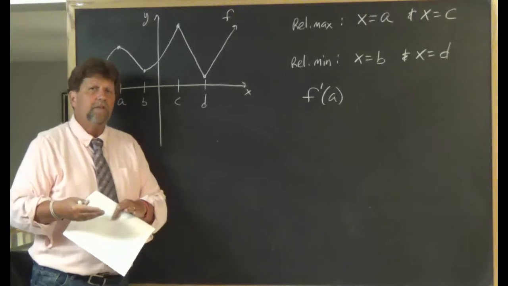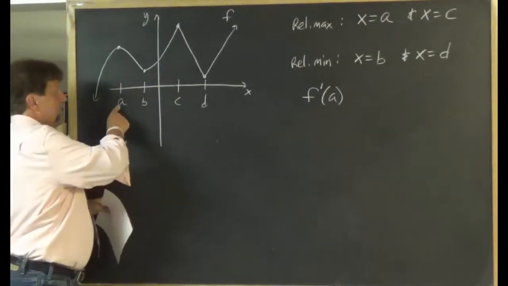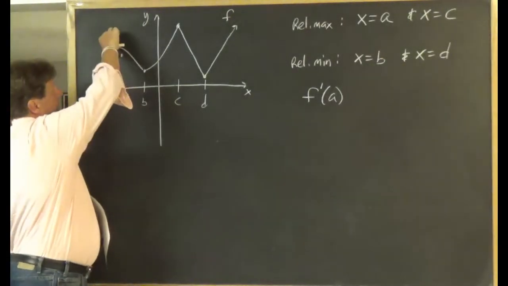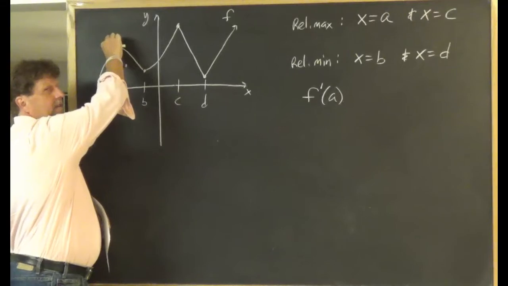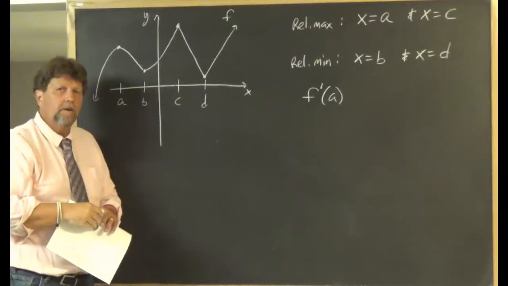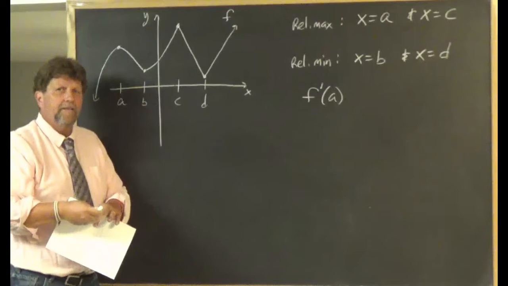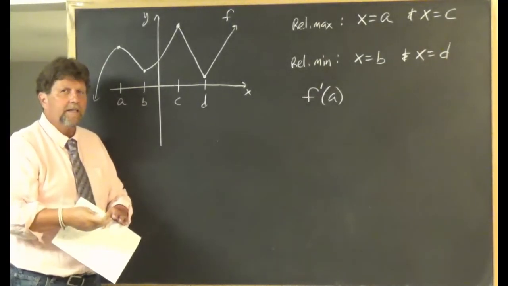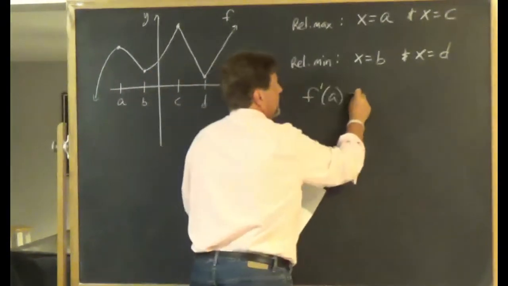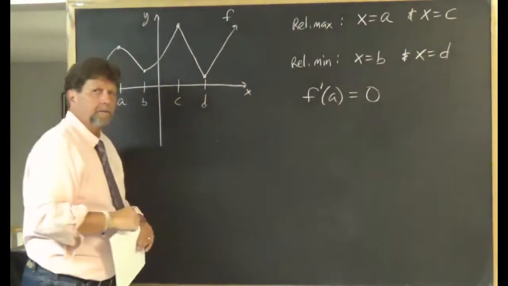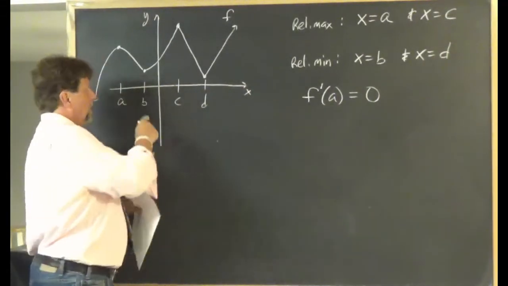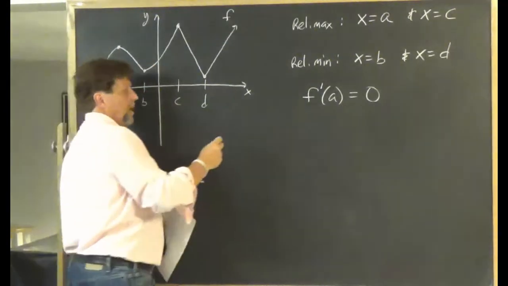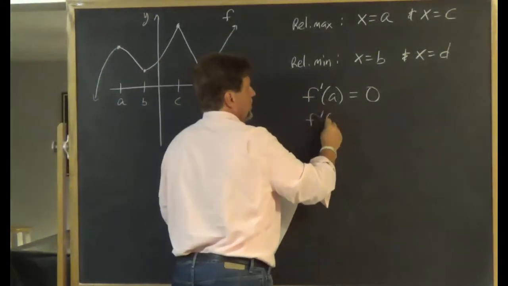Well, remember, the derivative tells you the slope of a tangent line. So here's x equals a. If I draw a tangent line at that point, it'll look something like this. The tangent line is horizontal. Remember, horizontal lines have 0 slope. So even though I can't find the derivative, I know f prime of a must be 0. Likewise, at b, I'd have a horizontal tangent line. So f prime of b is also 0.